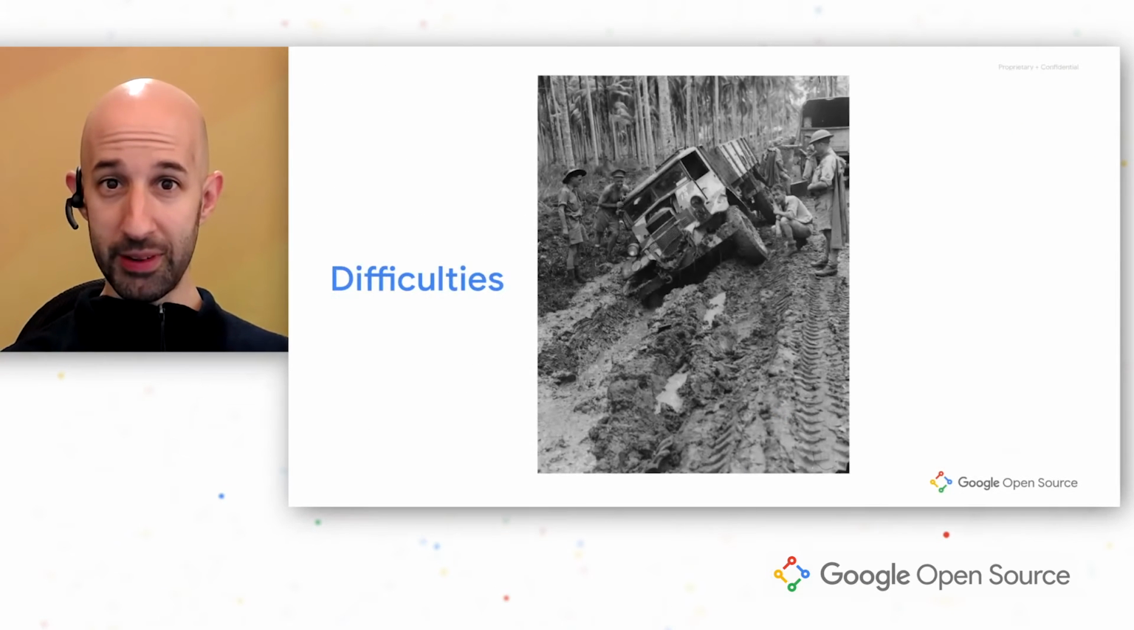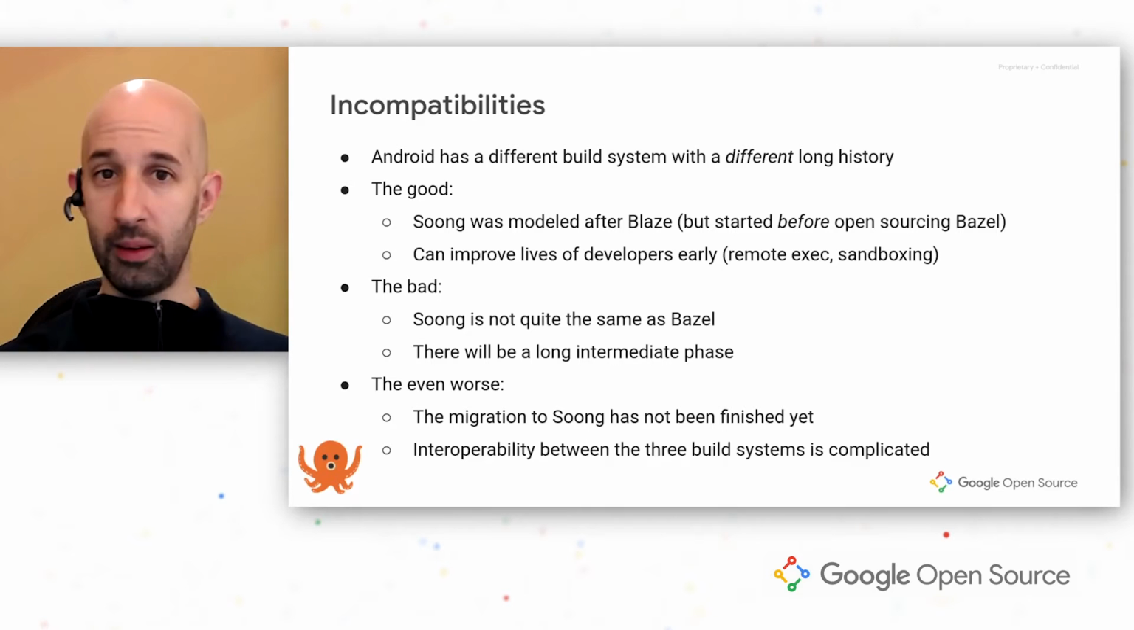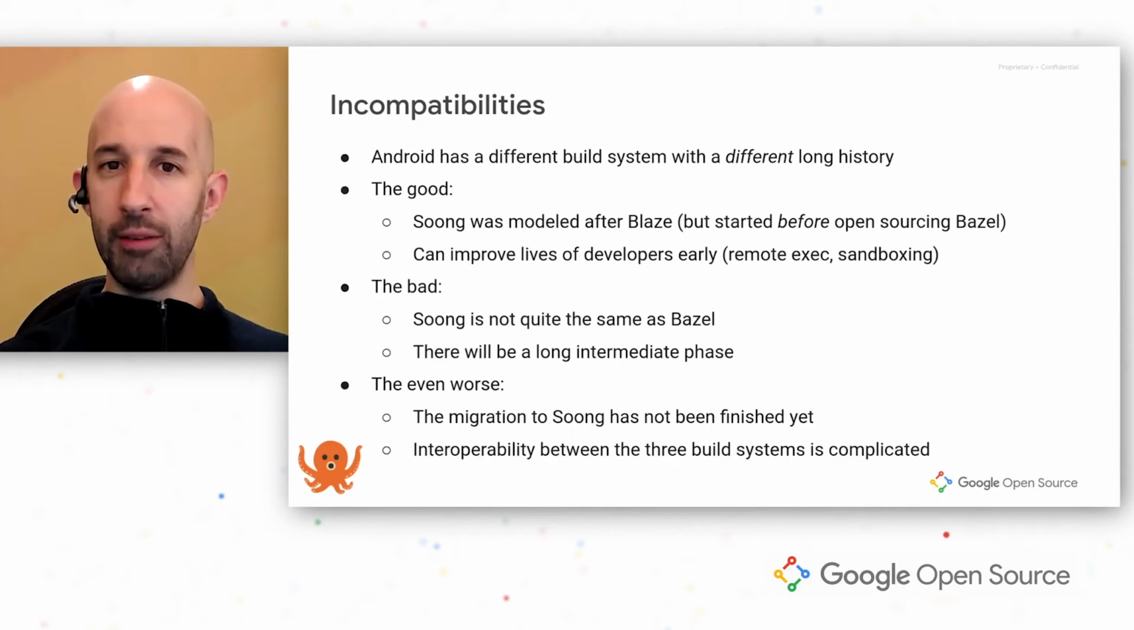Of course, life is not simple. The next few slides will be about the difficulties that are on the way. The root cause of almost all the difficulties there are is that, as said before, Android platform and our internal monorepo have different long histories. Now, the good part is that Soong, the build system for the majority of Android, was modeled after Bazel and was developed with full knowledge of Bazel structure.